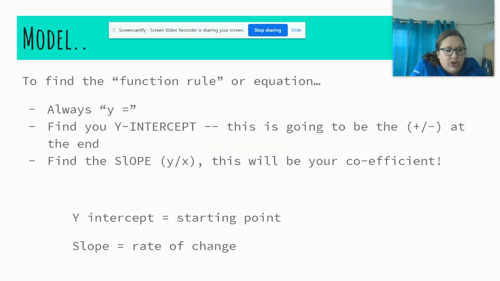Okay, so finding function rules, we've done this before. We're looking for our y-intercept, or our starting point, and then we're going to count the slope, which is the up and over, or the y over x. All right, so let's take a look at what that looks like.